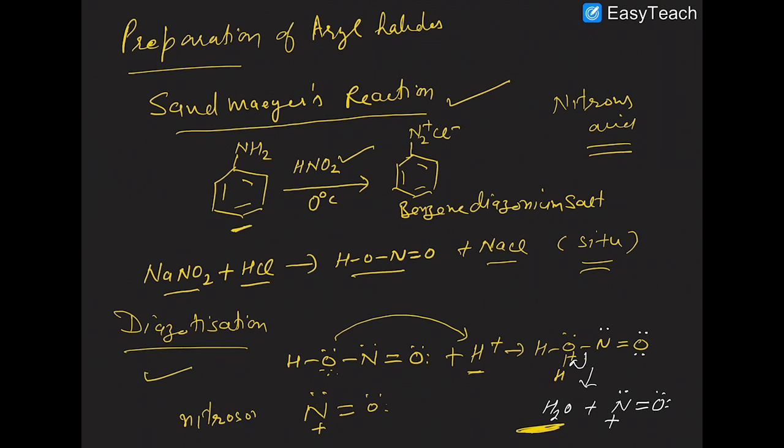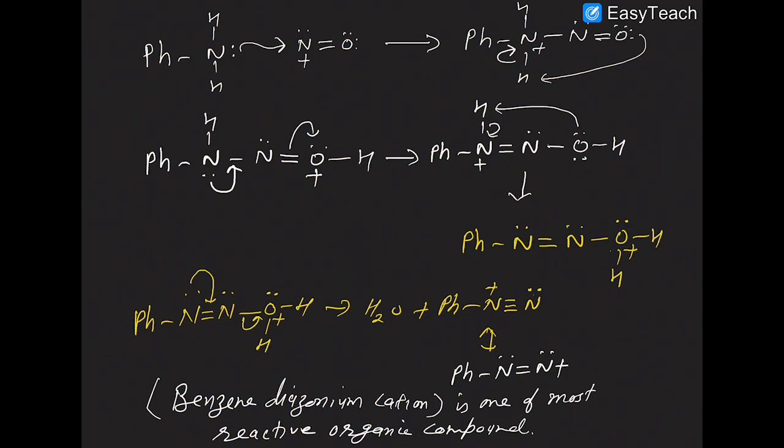Nitrosonium ion. That nitrosonium ion will give you what? It will give you a required electrophile. Now that required electrophile reacts with aniline.